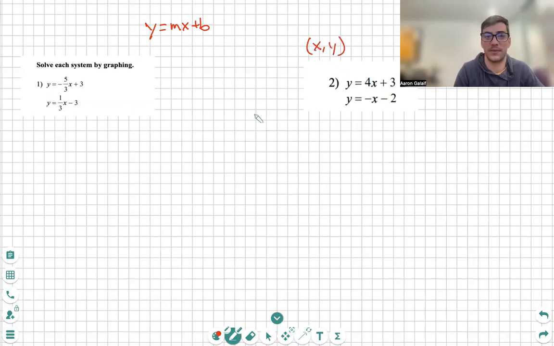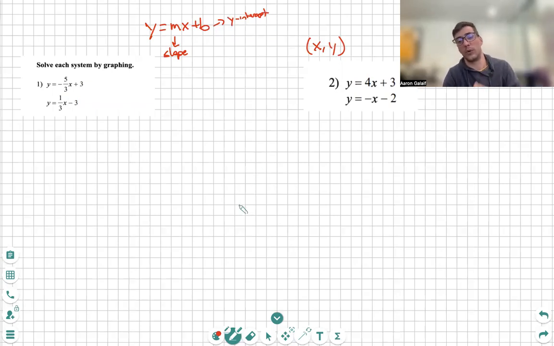We know that our M is our slope and our B is our y-intercept. From our y-intercept, we will start. We will use the slope to get the next points. We will graph the line. We will graph the other line. And we will find the point of intersection and we will be done.